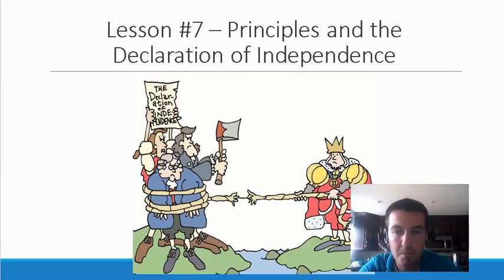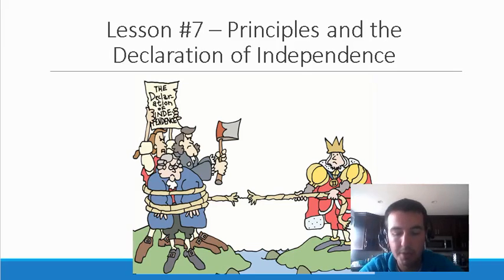Lesson number 7, Principles and the Declaration of Independence. In this lesson, we're going to look at the 3 principles of democracy. Remember, they're liberty, justice, and equality. And we're going to try and take a look at what they have to do with the Declaration of Independence.